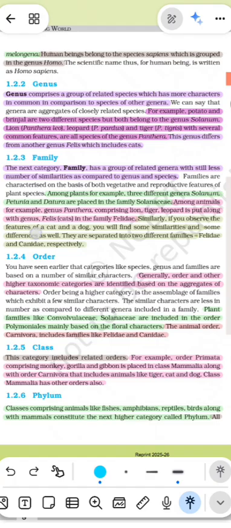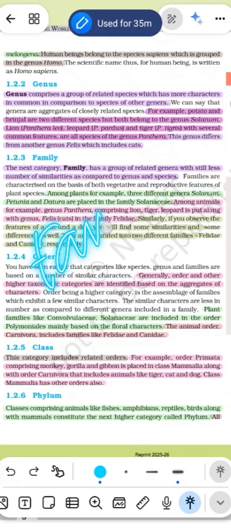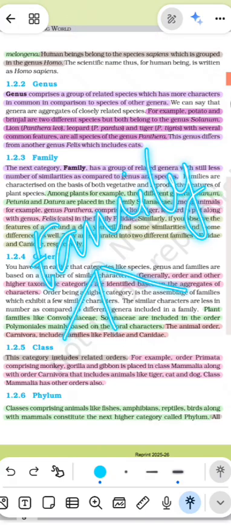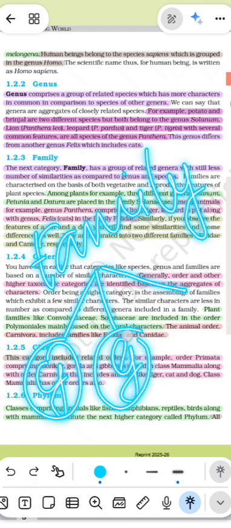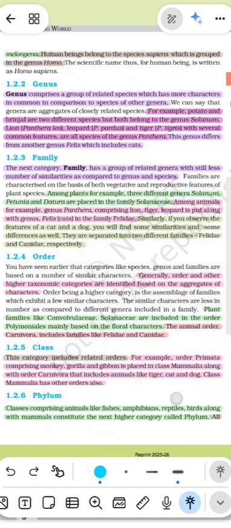So we move forward to order. Order means, so family, what is the definition of family? Family is the similar quality of many genera. So we can see here, when we go to higher categories, the similarities of animals are decreasing. Order. You have seen earlier that categories like species, genus, and families are based on the number of similar characters. Generally, order and other higher taxonomic categories are identified based on aggregates of characters. Order being a higher category is the assemblage of families which exhibit few similar characters. The similar characters are less in number as compared to different genera.